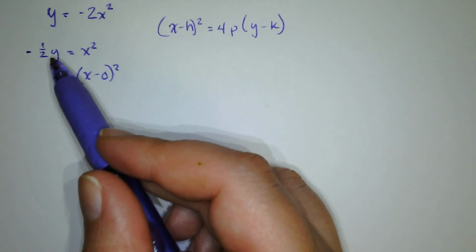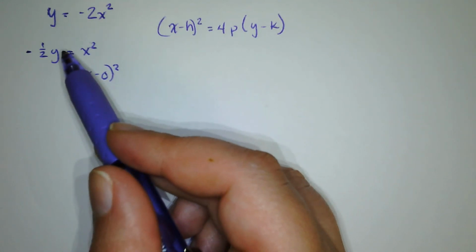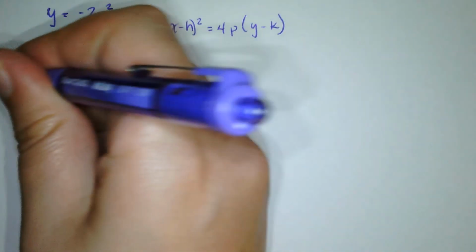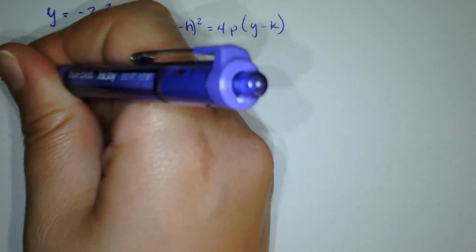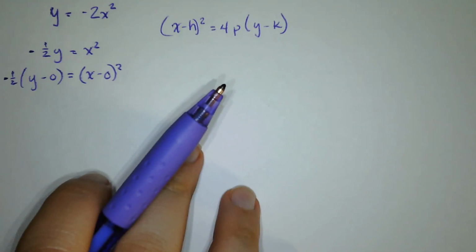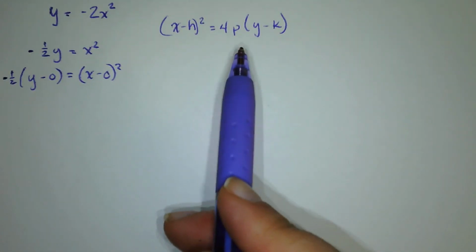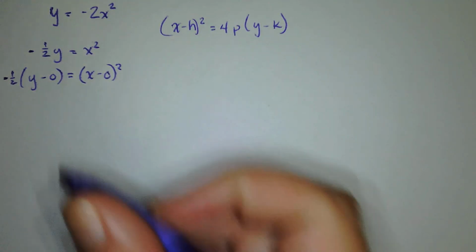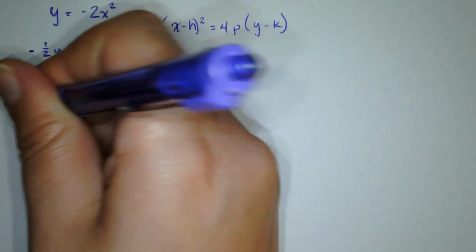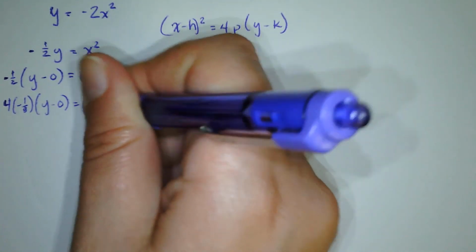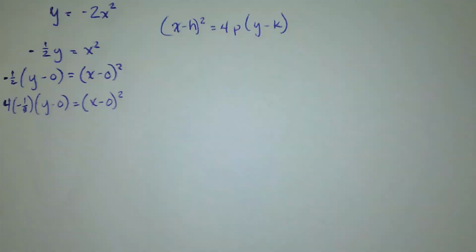Now, same thing here, since there's nothing plus or minus, that's going to be y minus 0, and I'm going to factor out that -1/2. So, -1/2 times (y minus 0). The only other thing to think of is that -1/2 is 4 times p, so what must p be? It's actually 4 times -1/8. So (x minus 0) squared equals 4 times -1/8 times (y minus 0). And then from there you can find all of your different parts of the parabola.